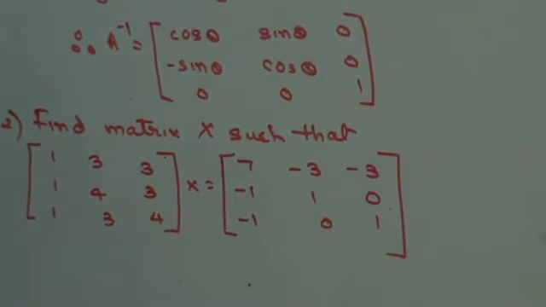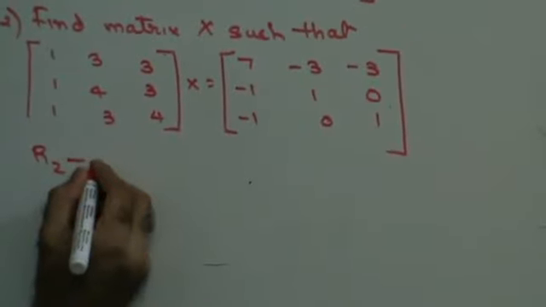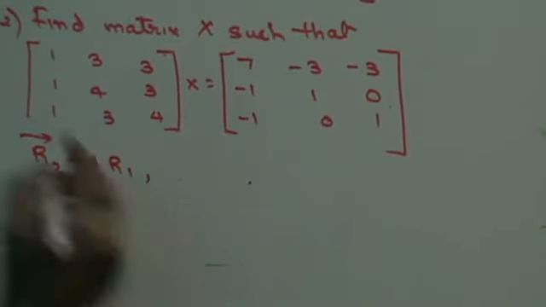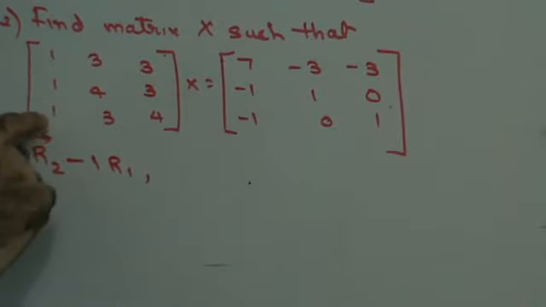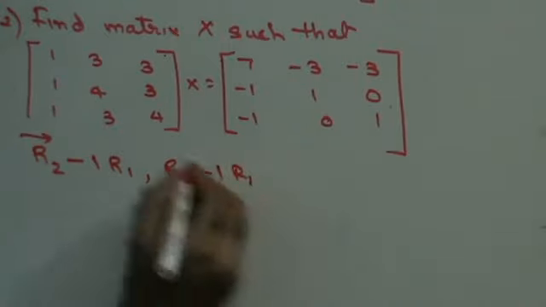Now, to find matrix X, what I have to do is convert this matrix into the identity matrix. To convert it, the number in the first position has to be 1, and it is already 1. The numbers in the second and third positions have to be 0. Where is this number in R2? What is the number? 1. What is the complement of 1? Minus 1, R1. Similarly, I want to make this number in R3 as 0. What is the number? 1. What is the complement of 1? Minus 1, R1.